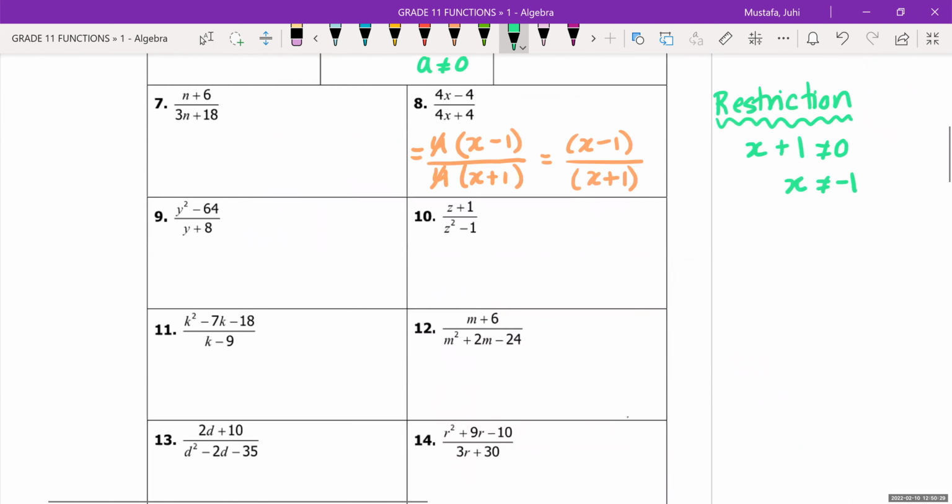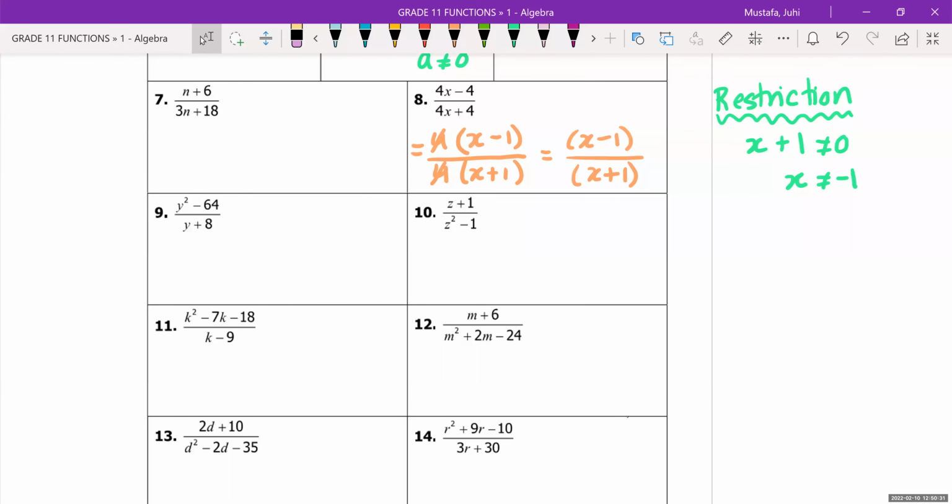Let's try question number 10. So we're going to begin by factoring the question. We can't do anything with the numerator. The bottom is a difference of squares. So go ahead and factor that. Oh, I changed it to an x. It should be a z.